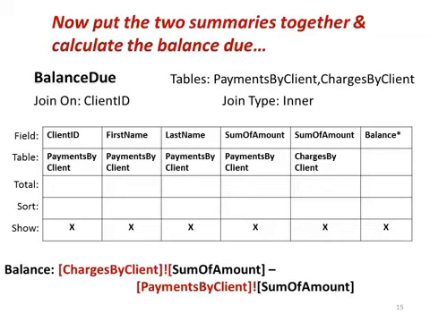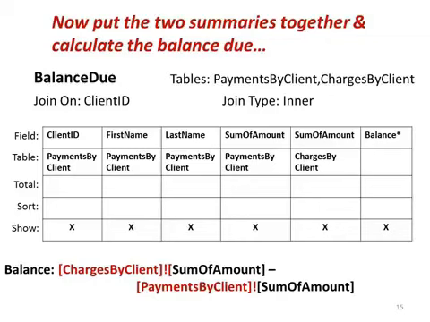So here's my QBE grid. My tables, payments by client and charges by client. Those are the queries that I created. My join type is inner because I have all the records from both tables, have all the clients, so I don't have to worry about an outer join. And then I'm listing all the information. Notice I have two fields called sum of amount. One field is from the payments query, and the other field is from the charges query.